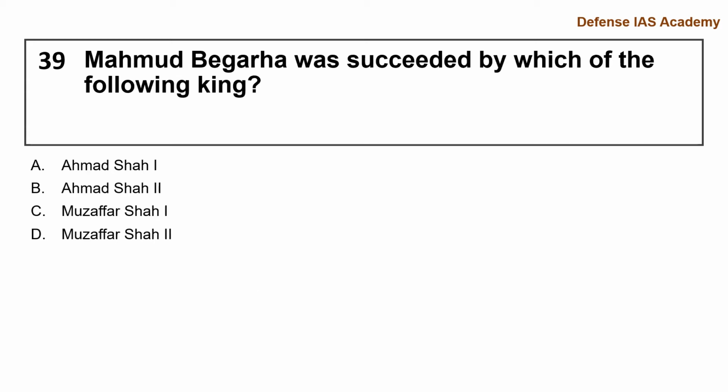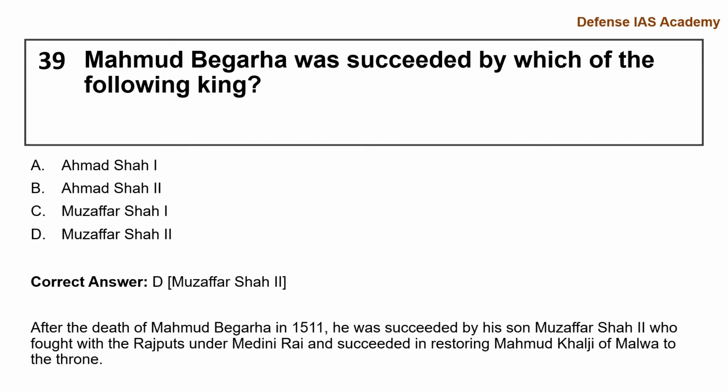Question 39. Muhammad Begarha was succeeded by which of the following kings? The correct answer is option D, Muzaffar Shah II. After the death of Muhammad Begarha in 1511, he was succeeded by his son Muzaffar Shah II, who fought with the Rajputs under Medini Rai and succeeded in restoring Muhammad Khalji of Malwa to the throne.